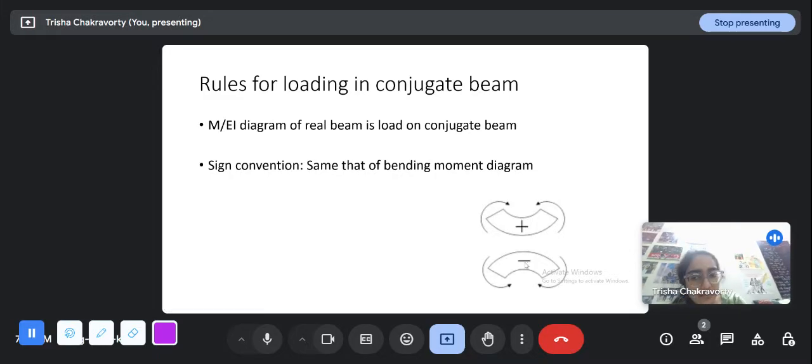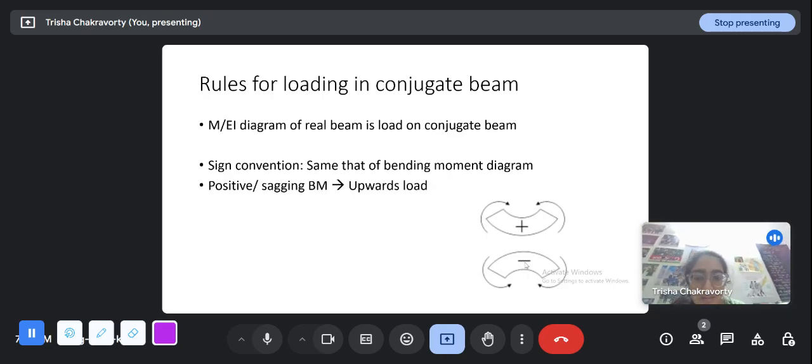So when we are finding out the bending moment diagram in the real beam, we will of course already have the sign, because we draw it with sign. So the sign is the same. If the diagram is above the line of the beam, where we put the positive part, that will be an upward loading. And if there is a part below the line of the beam, it will be a downward loading. So positive or sagging bending moment will be upwards load, negative or hogging bending moment will be downwards load.